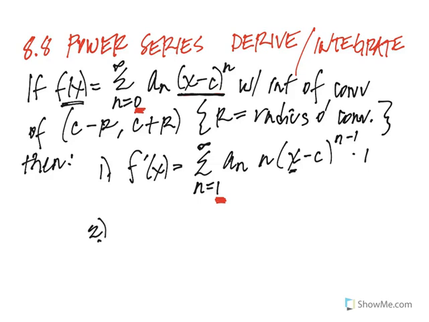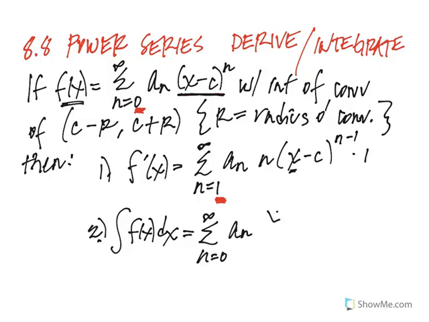When you integrate, the integral of f of x dx is equally as easy. Now, when you integrate, the lower index stays the same. So this is the sum from n equals 0 to infinity. And what I get is a sub n times x minus c to the n plus 1, that's power plus 1, all over power plus 1, plus c at the end, because we're integrating.